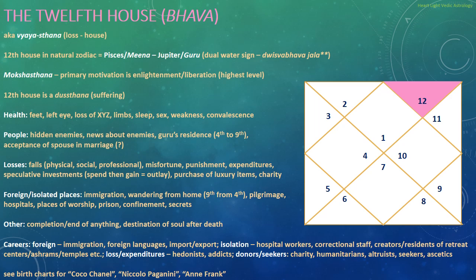Okay. Now to get to the other houses, this is a North Indian style chart. You count counterclockwise. So you count 12 inclusively from the first house all the way to the 12th house where that pink triangle is. That's going to be your 12th house in a North Indian style chart. So in the natural zodiac, again, when you have Aries, Mesha in the first house, the 12th house will be ruled by Pisces or Mina in Sanskrit. And Pisces is ruled by Jupiter, also known as Guru in Sanskrit.